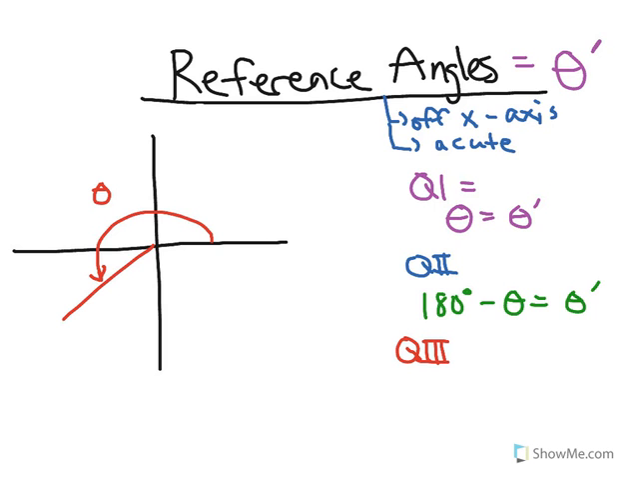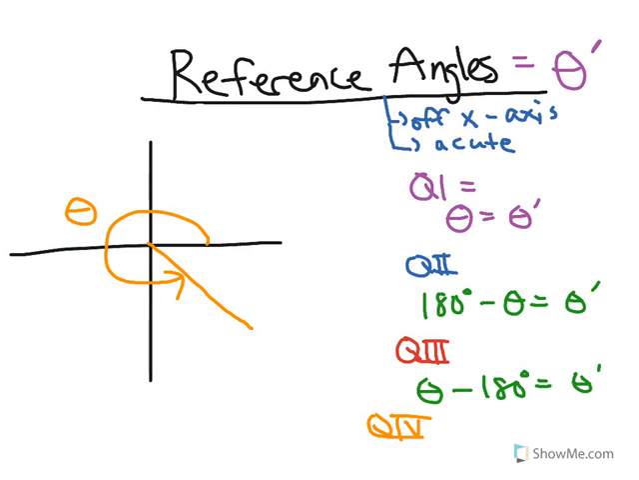If you're in quadrant 3, notice I have the angle already drawn. Basically what you're going to do is you've already gone past 180 degrees, but you want to know how much further past 180 degrees that you went. Notice I'm still coming off the x-axis. Your reference angle never, ever, ever comes off the y-axis. So to get my reference angle, I'm going to get the original angle and subtract 180 degrees from it, and that will give you your reference angle.